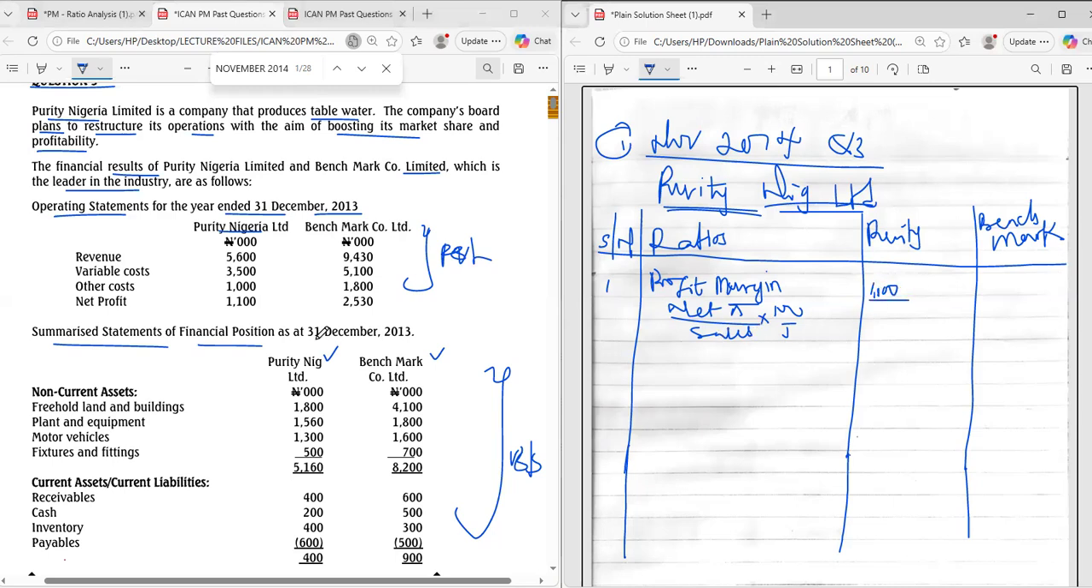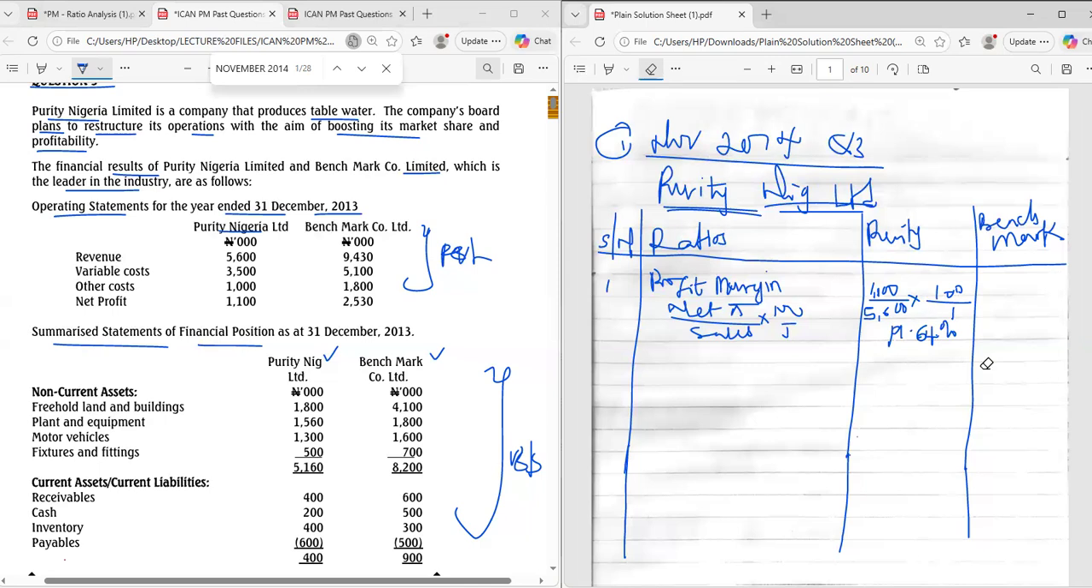What is your sales, looking at this statement? 5,600. Yes, just give me the figure, this one is not hard. That's 19.64%.